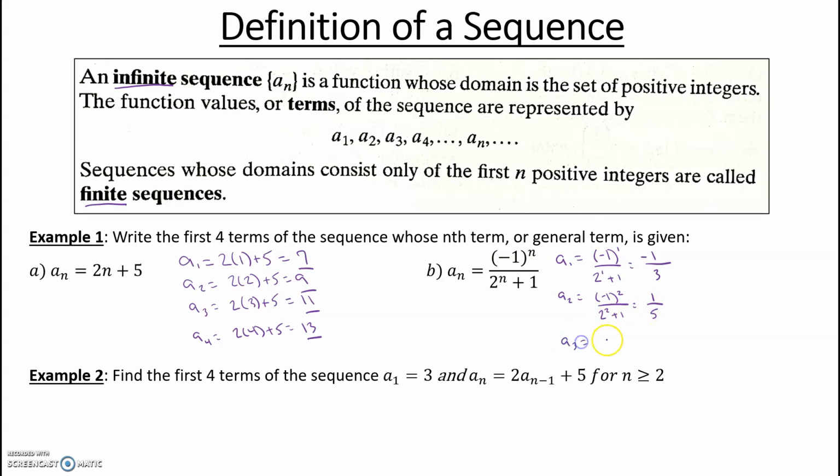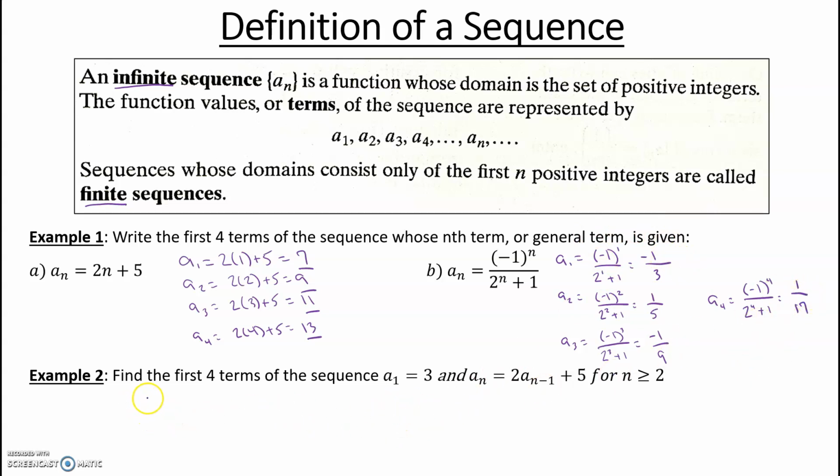Third term, negative 1 cubed and 2 cubed plus 1. So we got a negative 1 again. 2 cubed is 8 plus 1 is 9. Negative 1/9. And I'm running out of room, so we're just going to put the fourth term over here. Negative 1 to the fourth, and 2 to the fourth plus 1. So we're just plugging in that 4. We get positive 1, 2 to the fourth plus 1 more gets me 17. So 1/17. And those would be my first four terms.